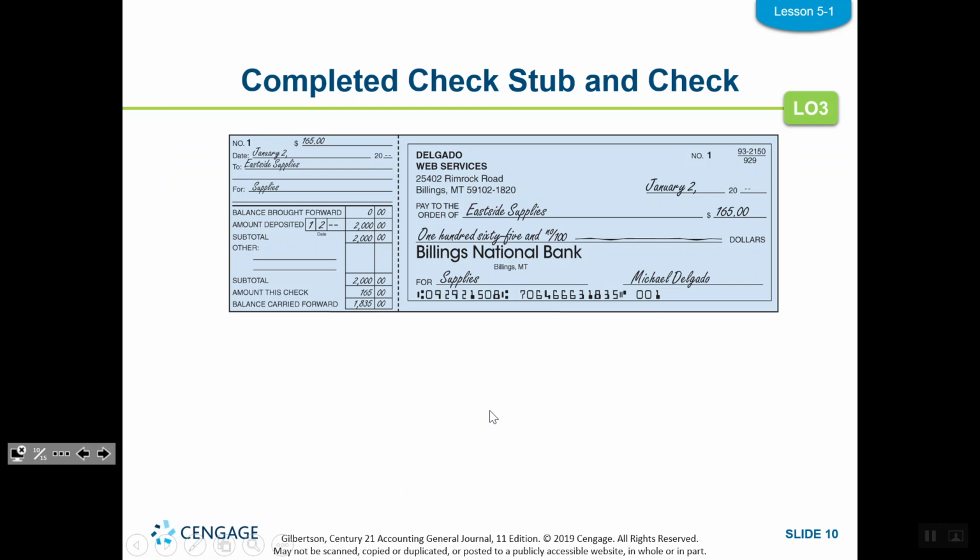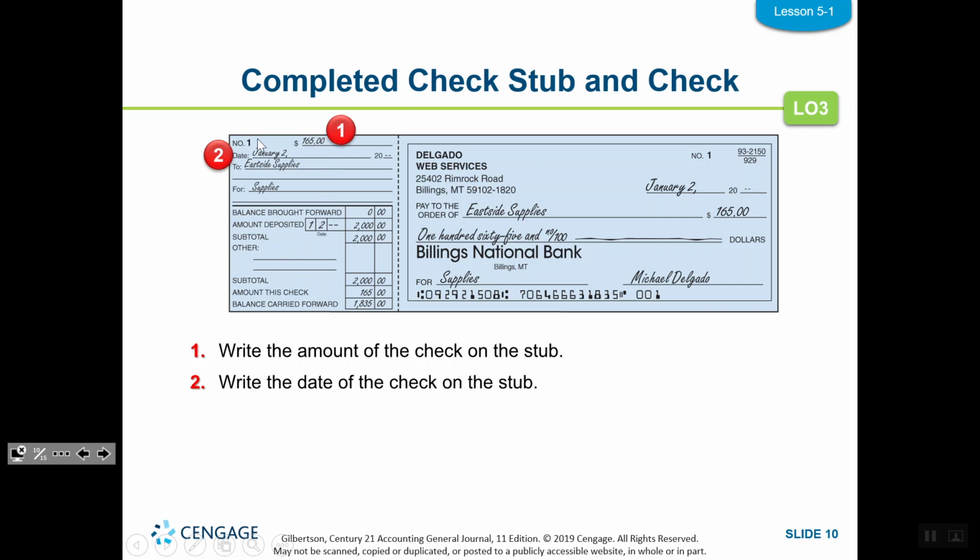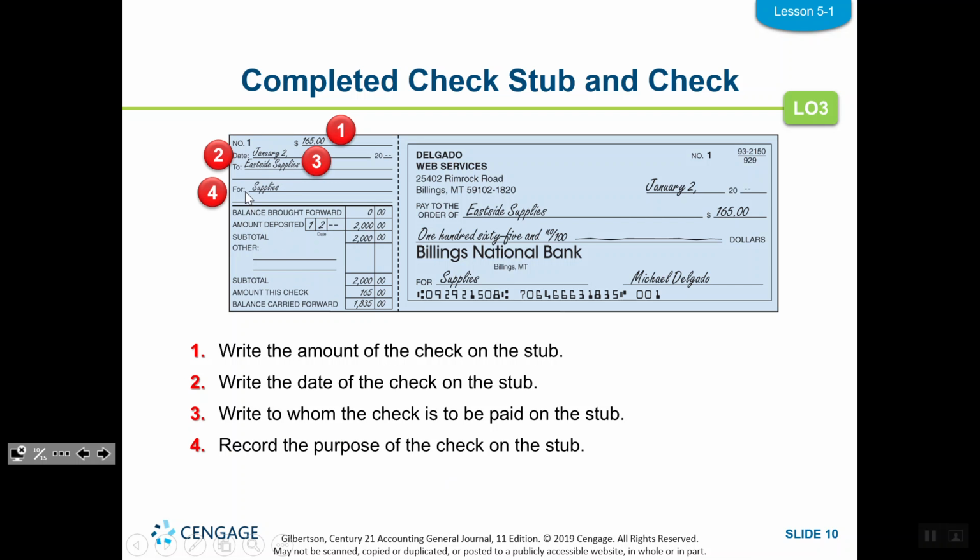So once we have money in the account, now we can write checks. I'm a left to right, top down person. So I start over here with the stub. The first thing we're going to write up here on the top line is the amount of the check. How much are we going to write this check for? The second is the date. Third thing we're going to write is who we're giving this check to. So in this case, East Side Supplies. And then we're going to write what this check is for. So in this case, we're buying supplies with cash.